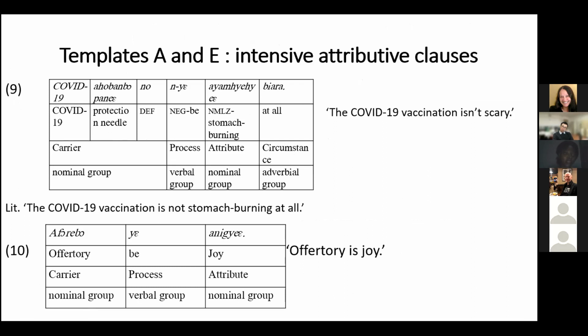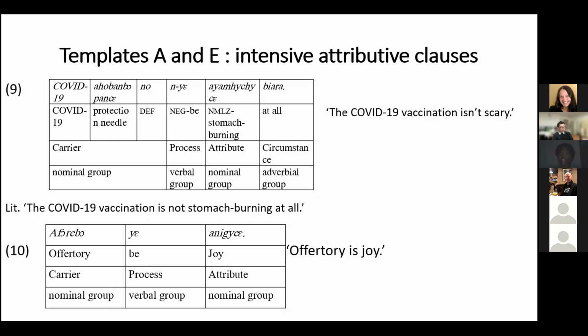So we have COVID-19 ahobabo panieno enye ayemhihie bia. So COVID-19 ahobabo panie is carrier, and then we have attributes which come after the verb. So we have ayemhihie, stomach burning, it's a nominalization, and it occurs as attribute. So it translates as the COVID-19 vaccination isn't scary. And then we have 10, which is a joy expression. Aforeboye enijie. So aforebo is carrier, the verb is be, and then joy is the nominalization, enijie, and it's realizing attributes.